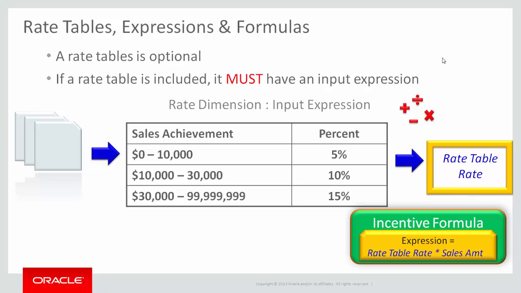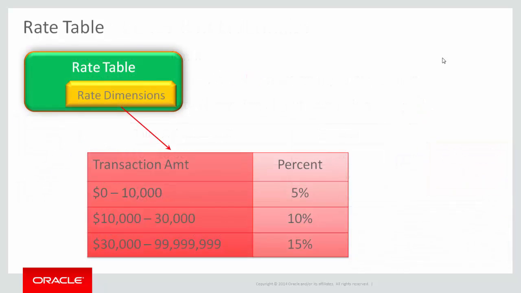So I'm going to take the transaction amount or the total sales amount or my credited amount and tell the system, take the credited amount field and feed that into the rate table. Similarly, if it was number of units sold, I might be feeding the quantity field and bringing that in. So that's the input expression into the rate table.